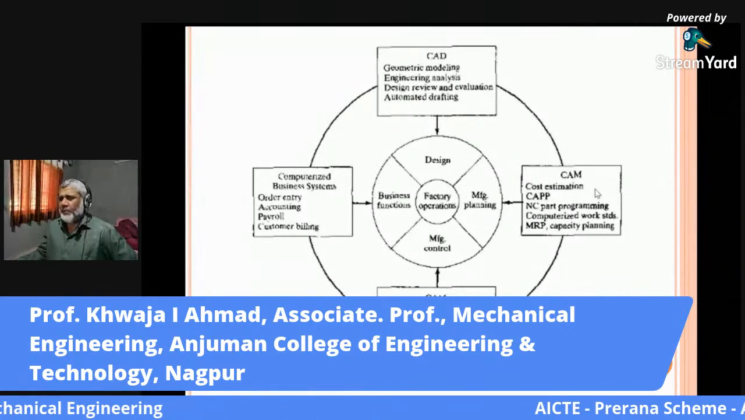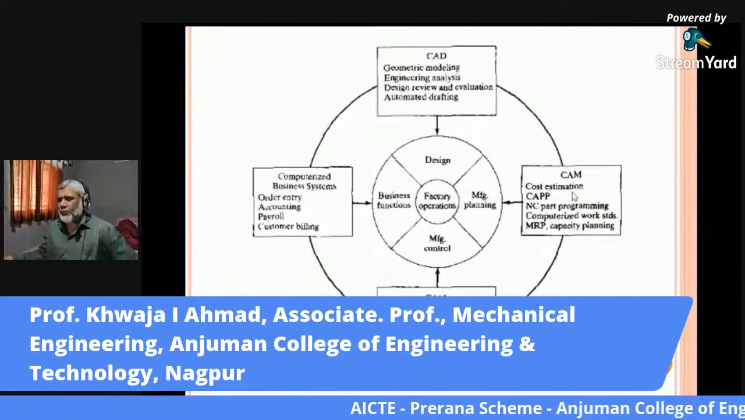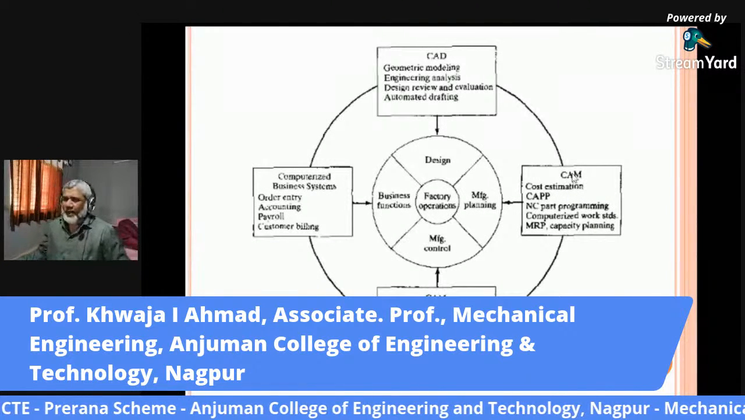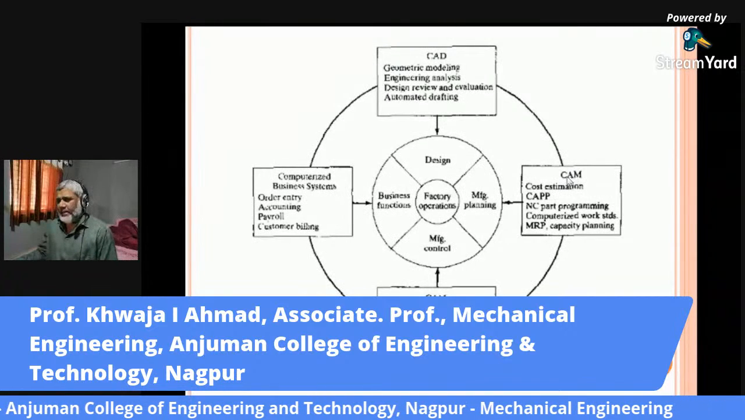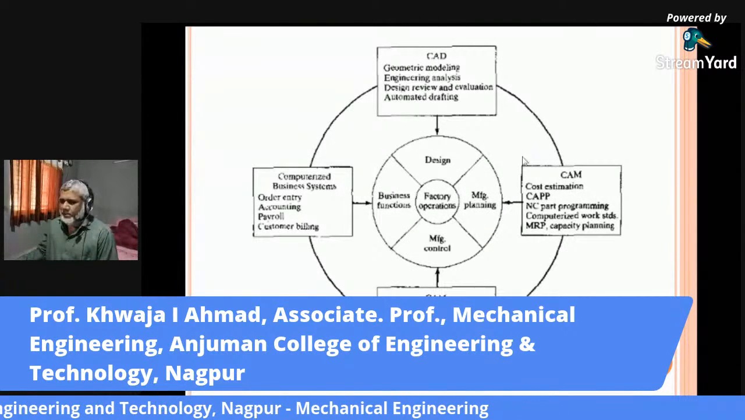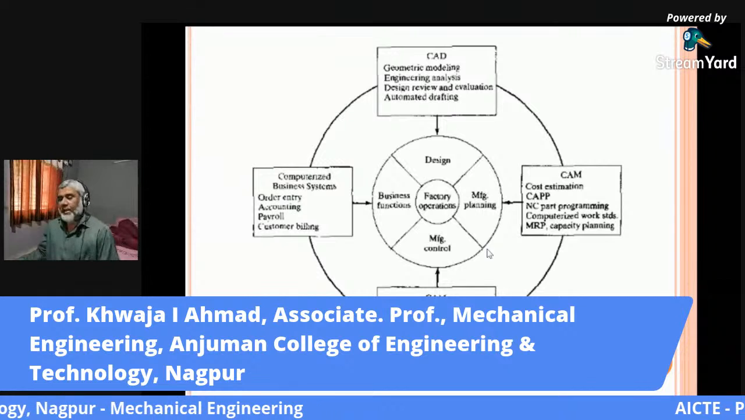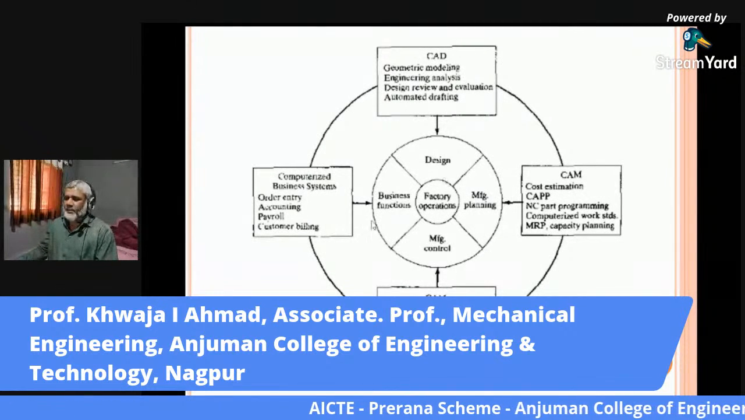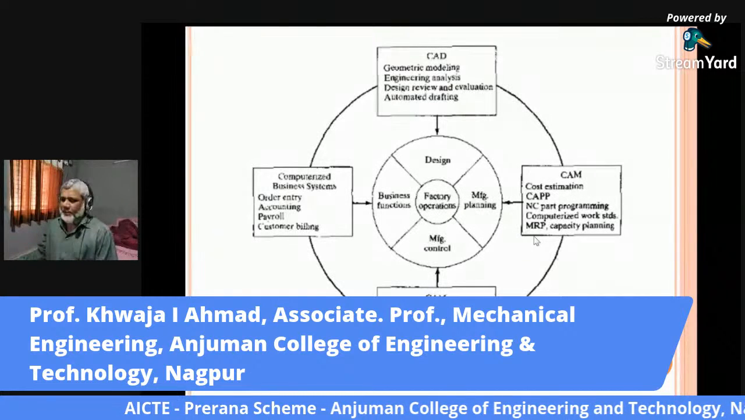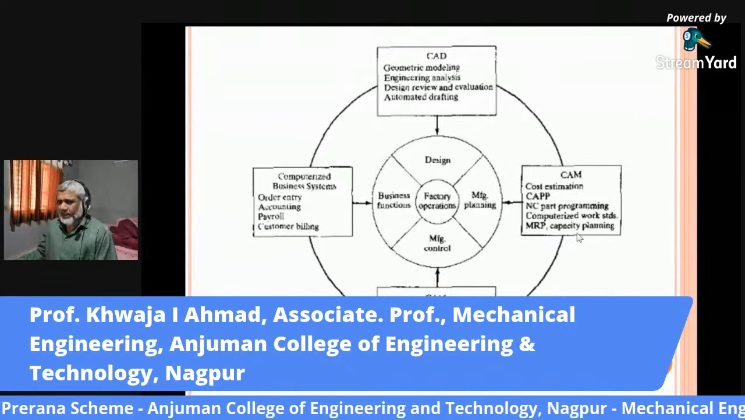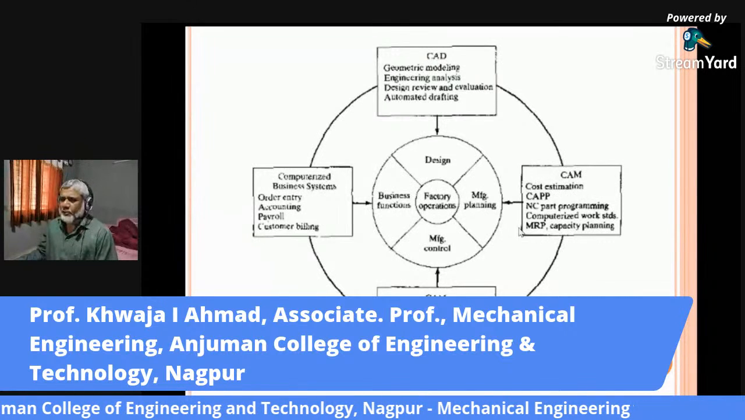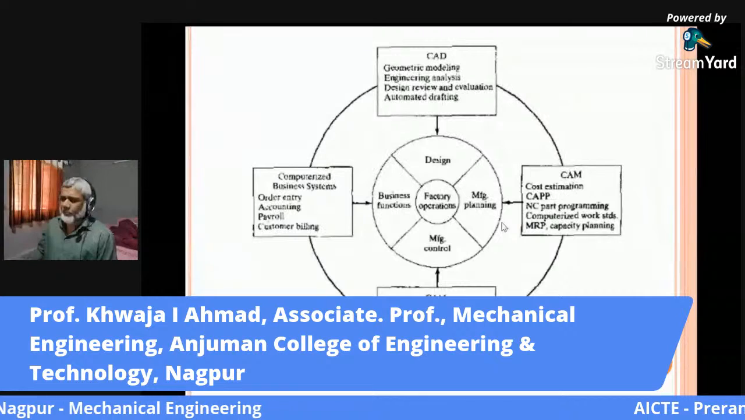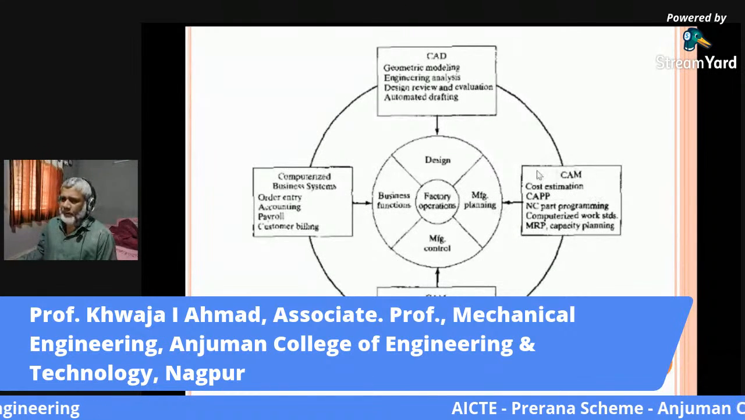Similarly, for computer aided manufacturing, cost estimation is being done through computers or computer software. Computer aided process planning, a variant type of method is there, a generic type of method is there, and it is being done through computers. Numerical control part programming, APT programming is there, which can be accomplished for manufacturing. And similarly, MRP is there, material requirement planning, capacity planning. These all help through computers. So computer aided manufacturing is the second point.